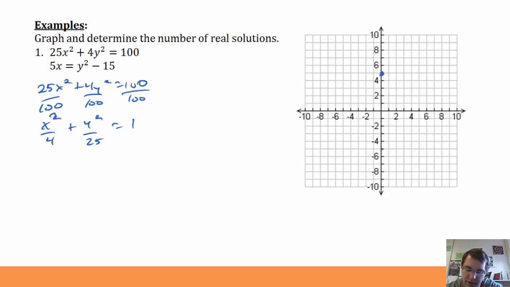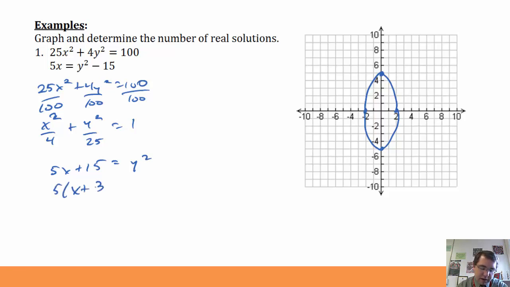So my ellipse, just sketching this real quick, it's centered at 0, 0, and it looks like that. There's my ellipse. Cool. The second one, 5x equals y squared minus 15. Since the y is squared and the x is not, this has to be a parabola. So let's make it look like a parabola. I'll bring the 15 to the left-hand side. I'll factor out the 5 over here, get x plus 3 equals y squared. I'll divide both sides by 5, get x plus 3 equals 1/5 y squared. That's a parabola with a vertex at negative 3, 0.